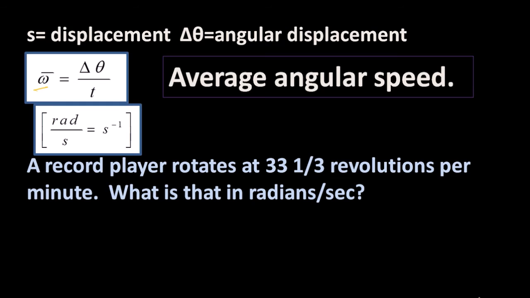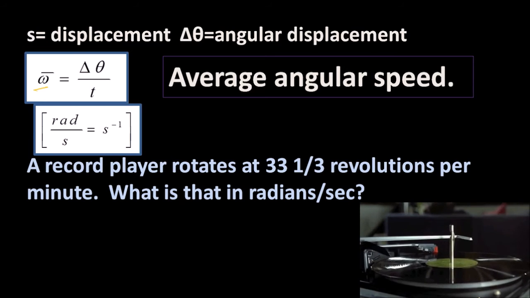So let's try a problem. A record player rotates at 33 1/3 revolutions per minute. A record player, by the way, is one of those things for you kids out there. What would that be in radians per second? All right, let's try it. Let's write it all down here. Let's see, at 33 1/3, that's 100 thirds revolutions per minute, also called RPM, which was a rock group of the 90s. Let's convert that. So I'll leave some space. We're going to convert that to radians per second.